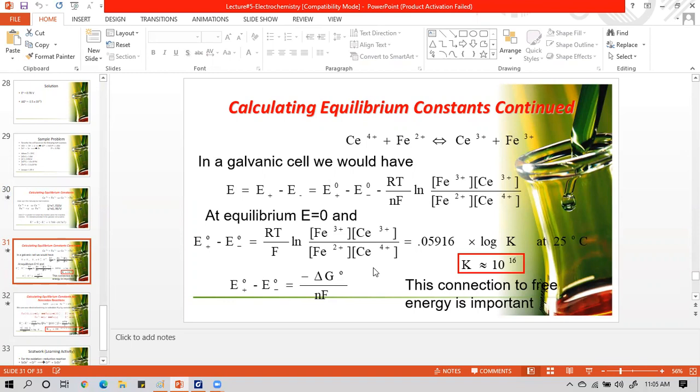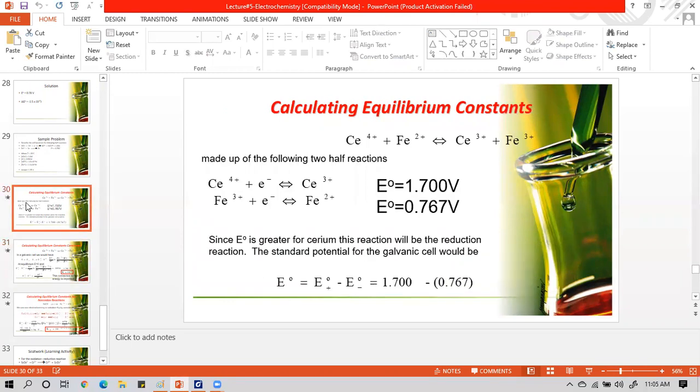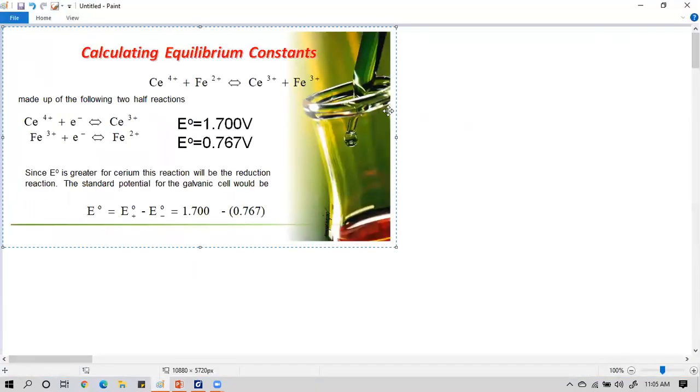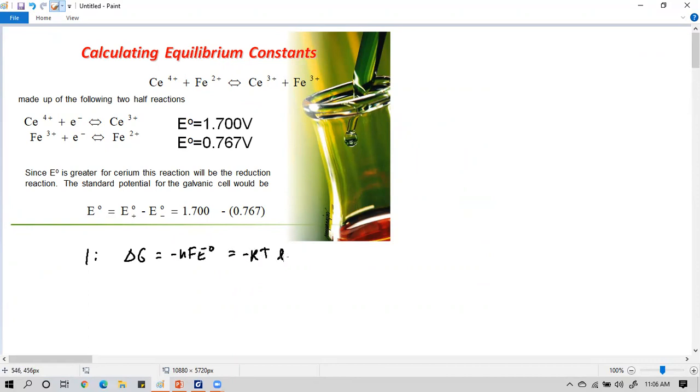Tama? Ngayon, ang mangyayari dito, first and foremost, there are two methods that you can use. Pwede kang gumamit ng Nernst equation or the negative RT ln Q. The method number one, there are two approaches to solve this. The formula of delta G is equals to negative nFE naught is equals to negative RT ln KEQ. Ayan. So further derivations.